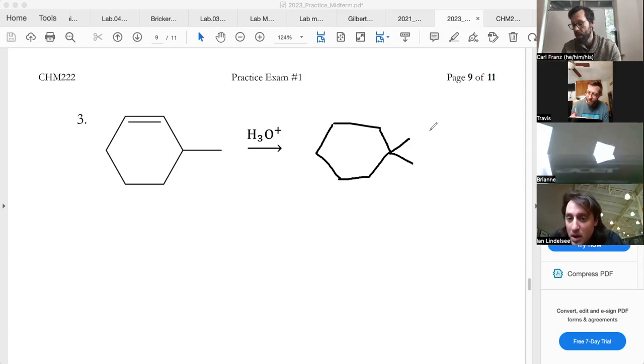Okay. Like that, right? Even though the double bond's up here, it'll rearrange to get to that more stable tertiary carbon. Yep. Okay.